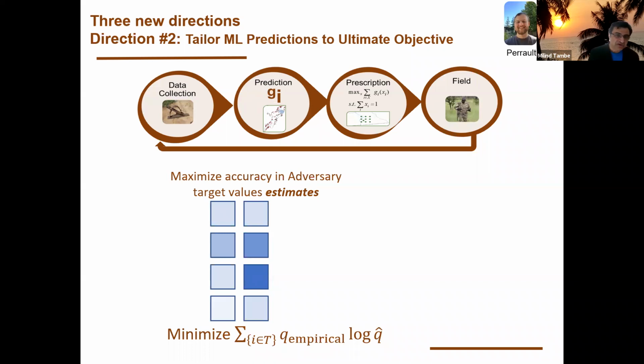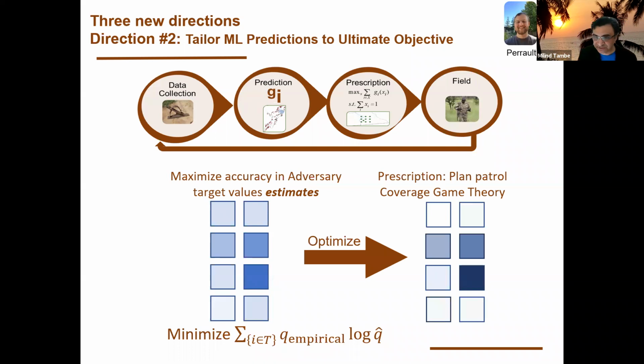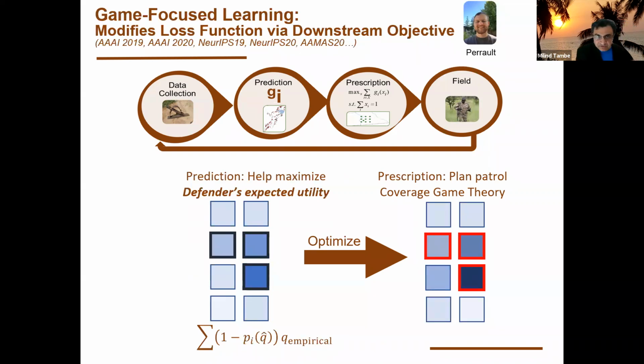So as we know, we first do these predictions to predict our adversary target values. But next, we must plan coverage, patrol coverage, using game theory. If our resources are limited and we can only patrol these 3 targets, which are shown in red with the red boundary, then trying to maximize accuracy across all targets is useless. So instead, if the goal of the prediction system is to maximize defender expected utility, then that would allow us to focus attention on the targets that really matter to our defender expected utility.